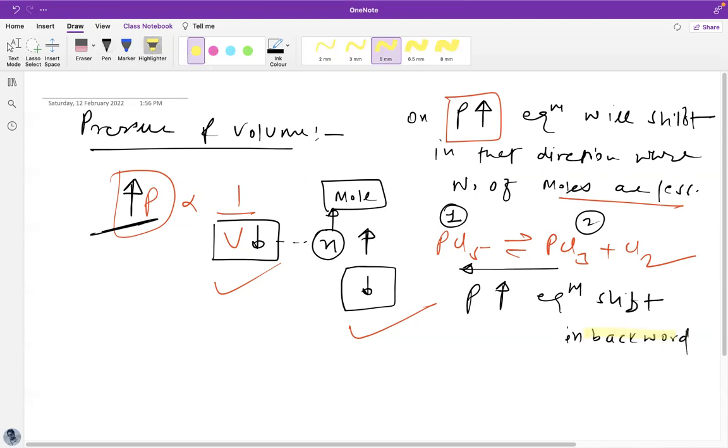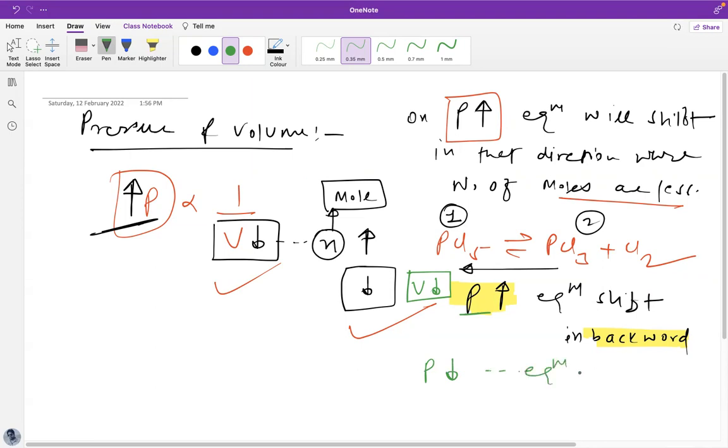And one more thing I want to tell you: on increasing pressure, if it is backward, then you can write the effect of volume as well, because if you increase pressure, your volume will decrease. So the same effect, meaning on decreasing volume, this reaction will move backward, towards the fewer number of moles. The next is vice versa: if you decrease your pressure, equilibrium shifts forward.